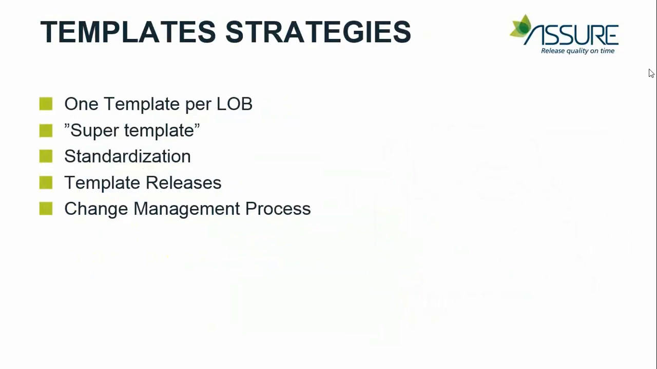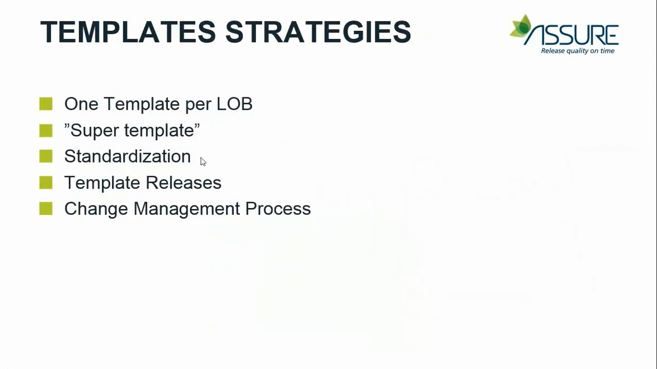Some template strategies, and we're a bit over time, but I just want to cover a couple of topics before we end. So, some template strategies. One template per line of business is something that's been a rule of thumb. Some people use one template per domain, but I like to think of it more like a line of business. Super template and standardization actually go hand in hand. My thought on that is you probably won't survive with a single template. You might, but from my experience, you probably end up having a handful.